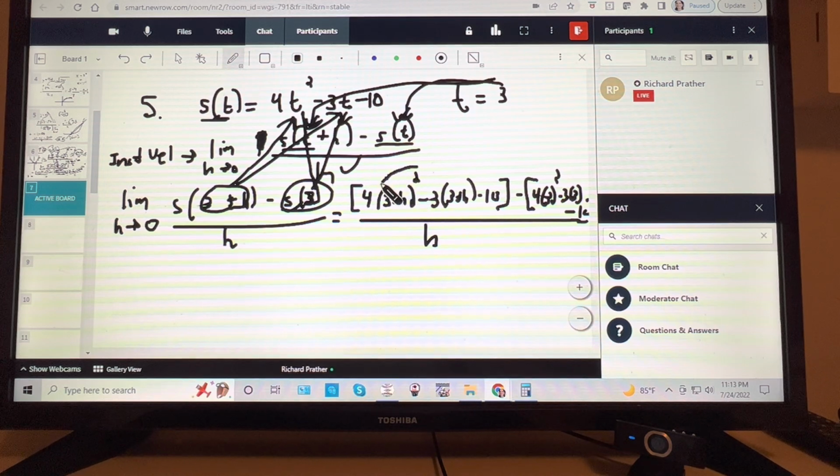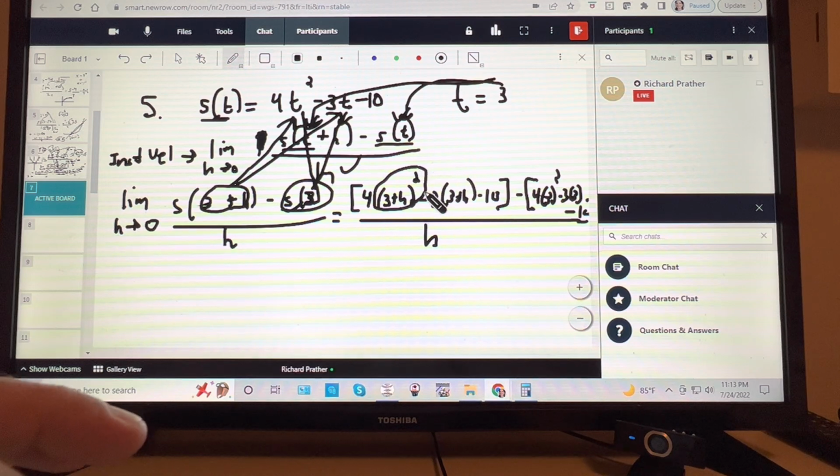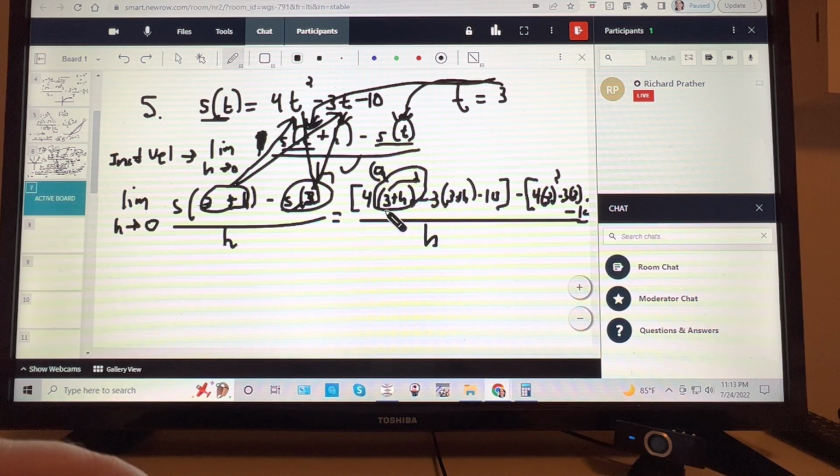So we want to square this first. And this is what I said, you're going to do this a lot. It's 3 squared, which is 9. You multiply this together and double it. 3h doubled would be 6h. And then you square the h.